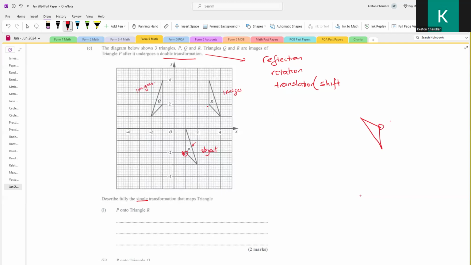This could look like a shift. Look at it. It shifted up this way. Everybody could see that? It didn't rotate. It's clearly not a reflection, right? Because if it's a reflection, it would be like the opposite of it. Agreed?